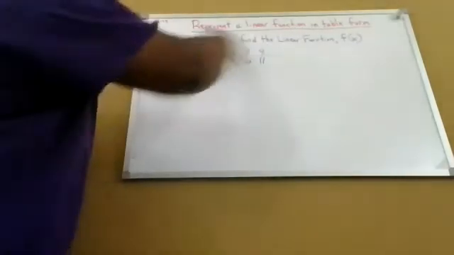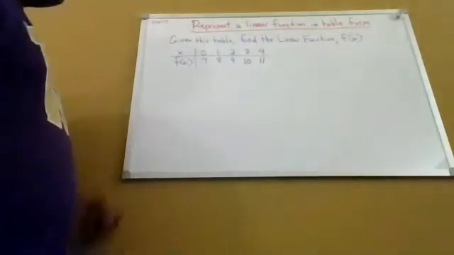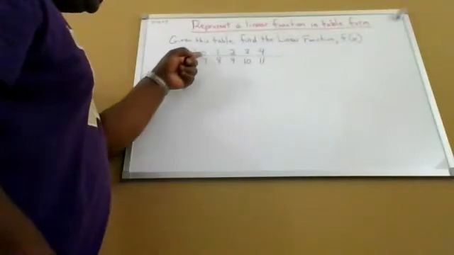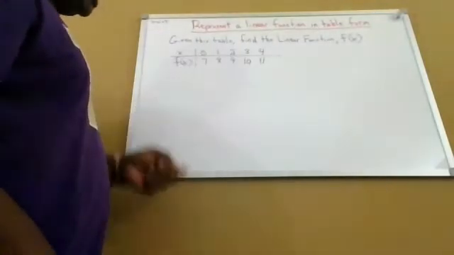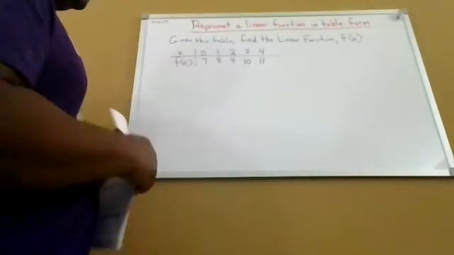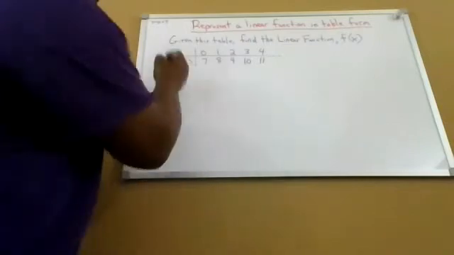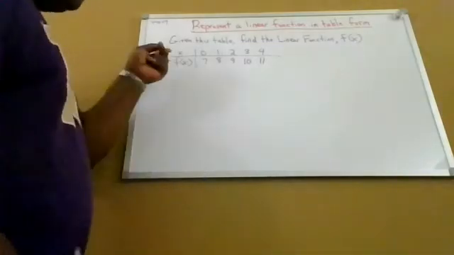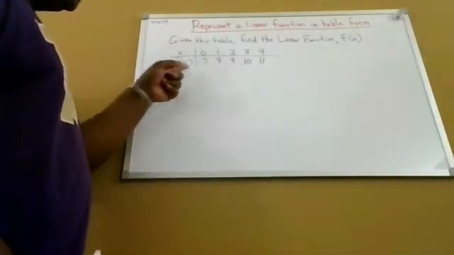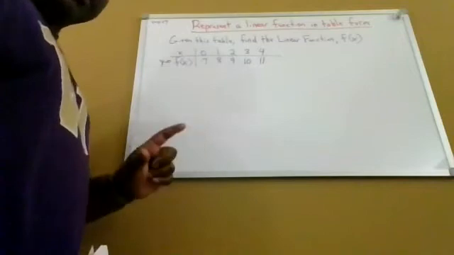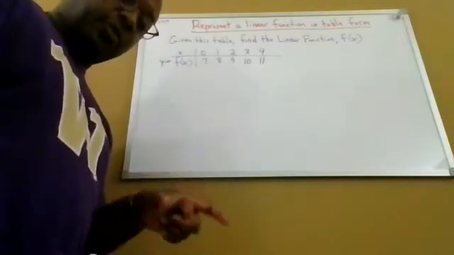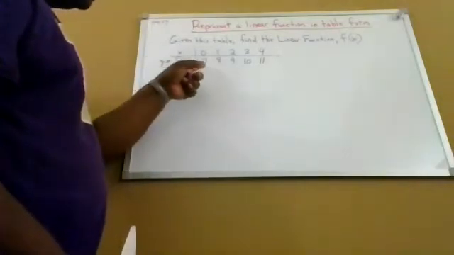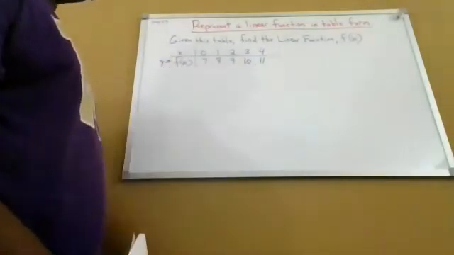And in this table, we have x values 0, 1, 2, 3, 4, and we have f of x, which is also called y. So we have x values, we have y values. These terms can be used interchangeably. F of x means y. So my y values are 7, 8, 9, 10, 11.